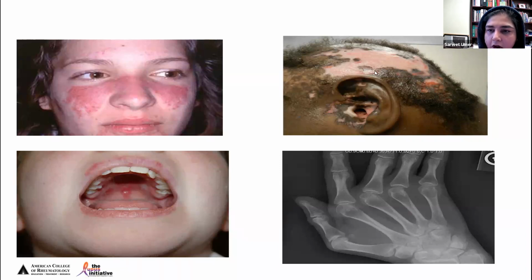This is the sequelae of having chronic discoid rash of lupus in the ear and on the head. Some of the areas have scarring. These areas with scarring, unfortunately, have permanent damage. This patient will not have hair regrowth there.